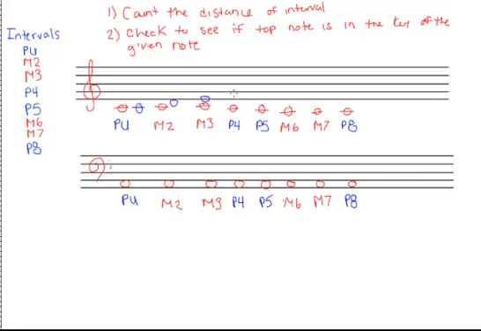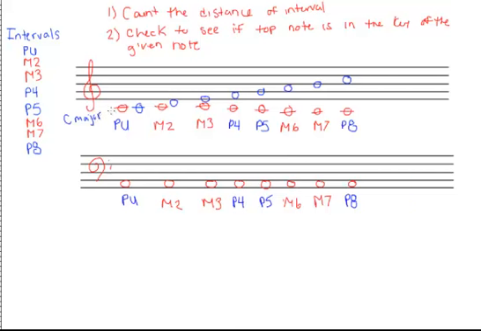F, C, D, E, F. 1, 2, 3, 4, right? And we can just continue on with that pattern all the way up until we get to the perfect octave, which is the same note repeated an octave above. Okay, so our second step, now that we've done step 1, counting the distance of the interval, is to check to see if the top note is in the key of the given note. So the given note was C.